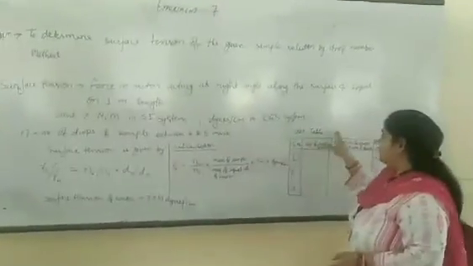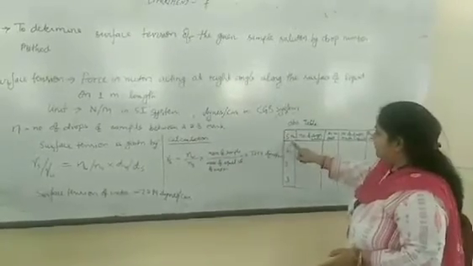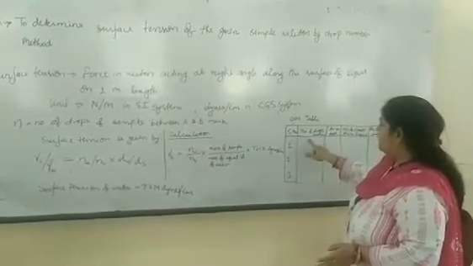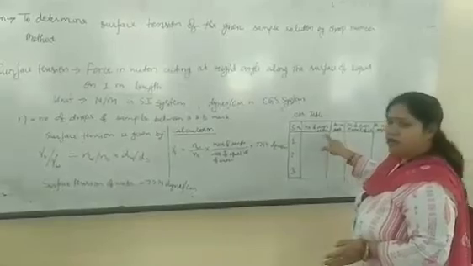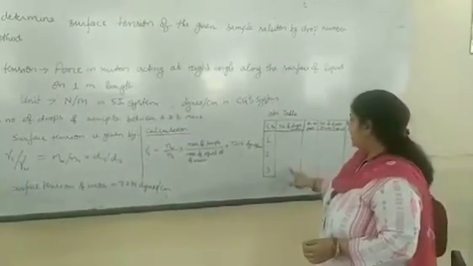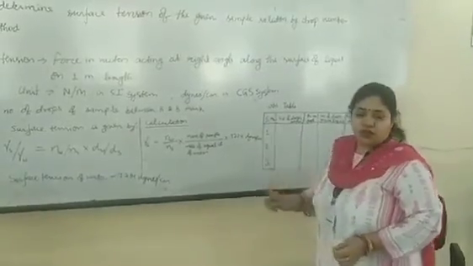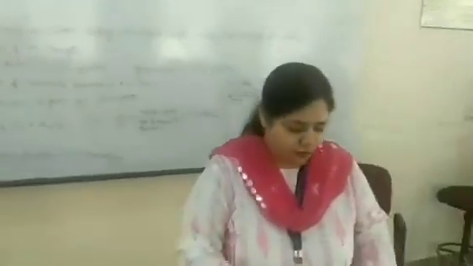For the observation, this type of observation table will be made. There are 3 readings, and we will count the number of drops of water and the number of drops of the given liquid 3 times. Then we will take the average number of drops. So I am starting the demo.